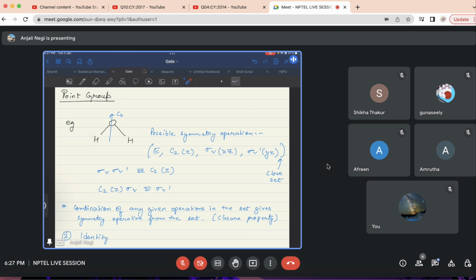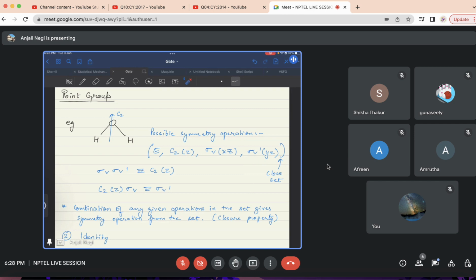If it is in XZ, so say this is the XZ direction, it is bisecting my oxygen and both the hydrogens, and that's why it is reflecting, so it is sigma V. And as you have seen in the previous video, there is another vertical plane that we can write as sigma V prime, correct, in the YZ plane. So these are all the possible symmetry operations which are applied to the water molecule.